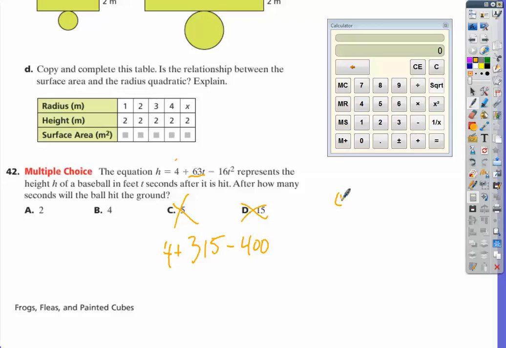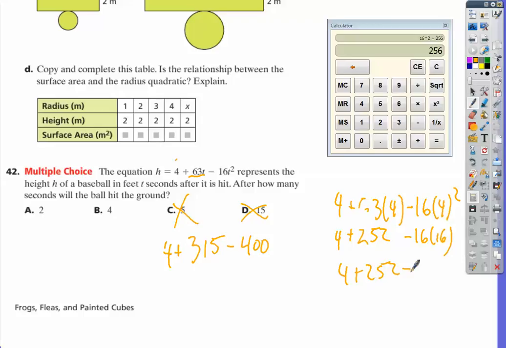So let's try 4. So we have 4 plus 63 times 4 minus 16 times 4 squared. 4 squared is 16, right? So we have negative 16 times 16. 63 times 4 is 252. 16 times 16 is 256. So we have 4 plus 252 minus 256. This is going to work out. So it will hit the ground after 4 seconds.